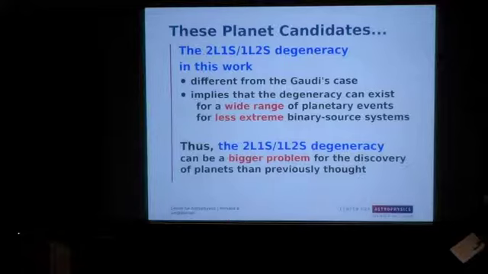For the binary source solution, I found this binary source solution is a bit different from Gaudi's case. Actually, Radek already showed this. So, the important point is that this degeneracy can exist for a wider range of planetary events and also for less extreme binary source systems. Thus, the conclusion is that the binary source and binary lens degeneracy can be a bigger problem for the discovery of planets than we previously thought. So that's it. Thank you.